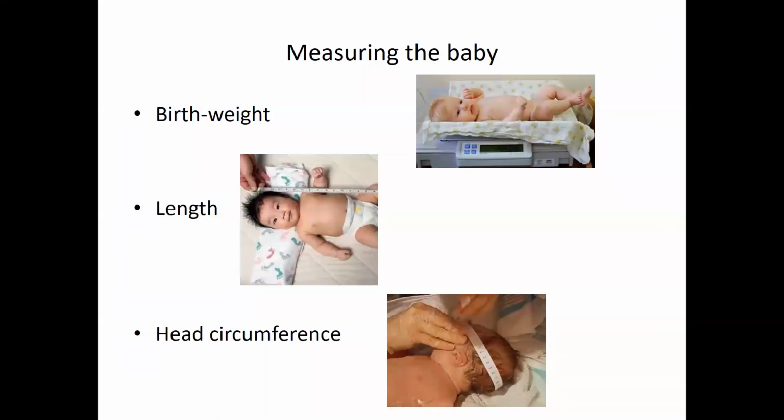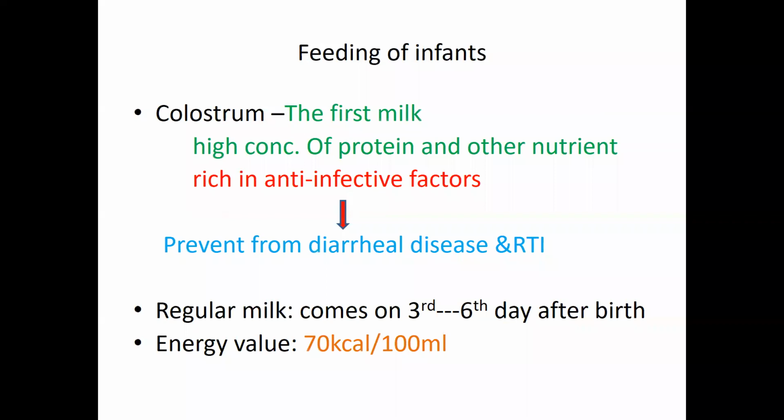And then we have to measure the birth weight, the length, and the head circumference, and then the feeding to the patient. The colostrum is the first milk. It's given in high concentration of protein, because it comes from the mother as the first milk, and it comes with not only protein, but also a good amount of nutrients, and is rich in anti-infective factors.